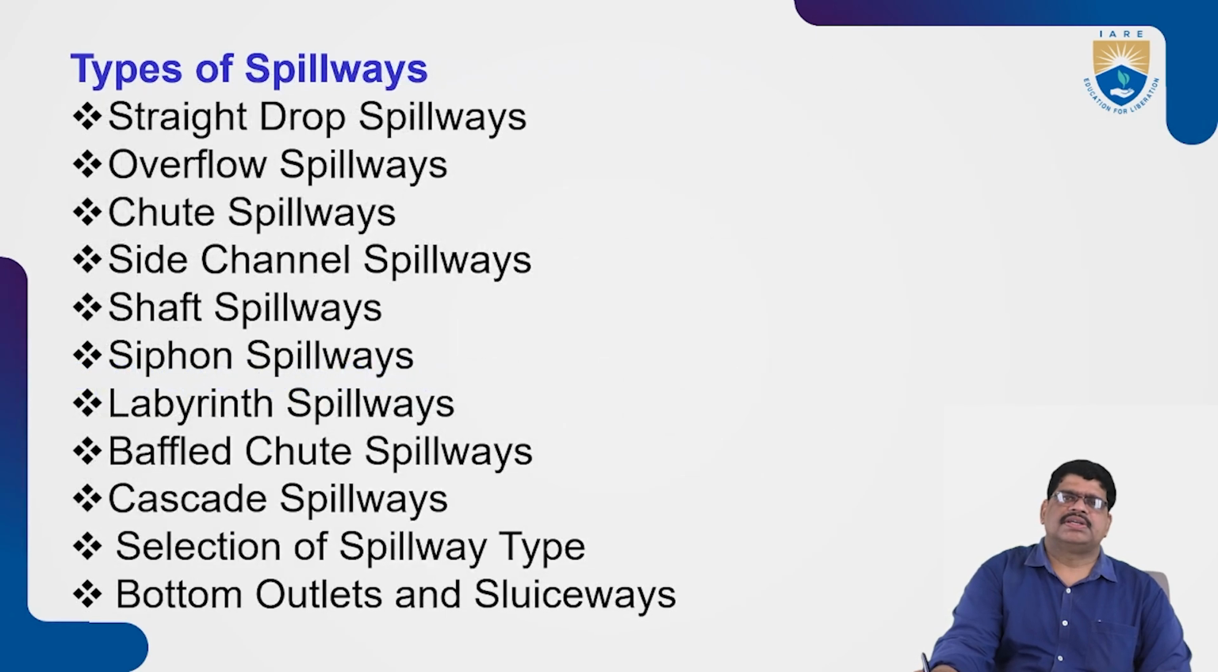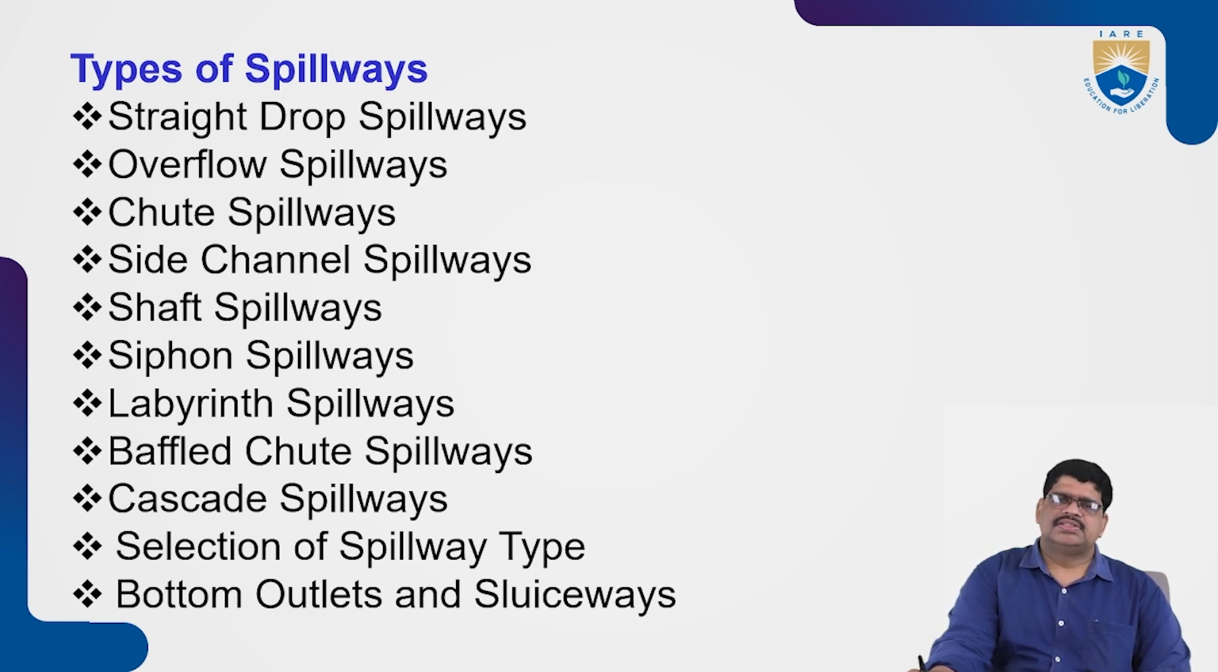Next, what are the types of spillway? There are different types of spillway as per the requirement. Generally, spillways can be straight drop spillways, overflow spillways, chute spillways, side channel spillways, shaft spillways, siphon spillways, labyrinth spillways, buffalo chute spillways, and cascade spillways, along with bottom outlets and sluiceways. So these are some of the types of spillways.